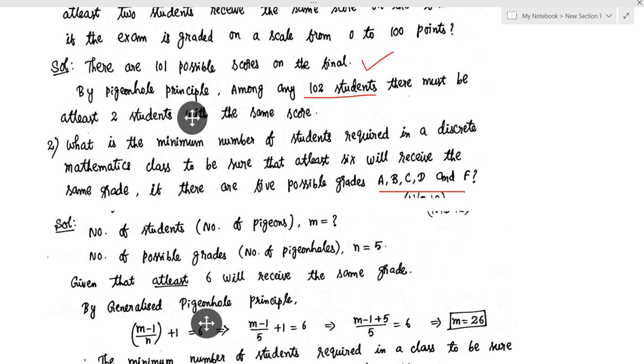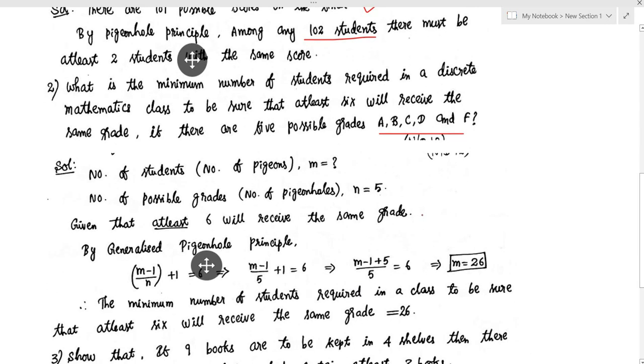Solution: the number of students is considered as the number of pigeons, where m is equal to, remember we are going to determine the number of students only, because the question asks for the minimum number of students. So the number of students is considered as the number of pigeons here, which is m. Second, the number of possible grades. What are the possible grades available? 5 possible grades are available: A, B, C, D and F. That would be considered as the pigeonholes.